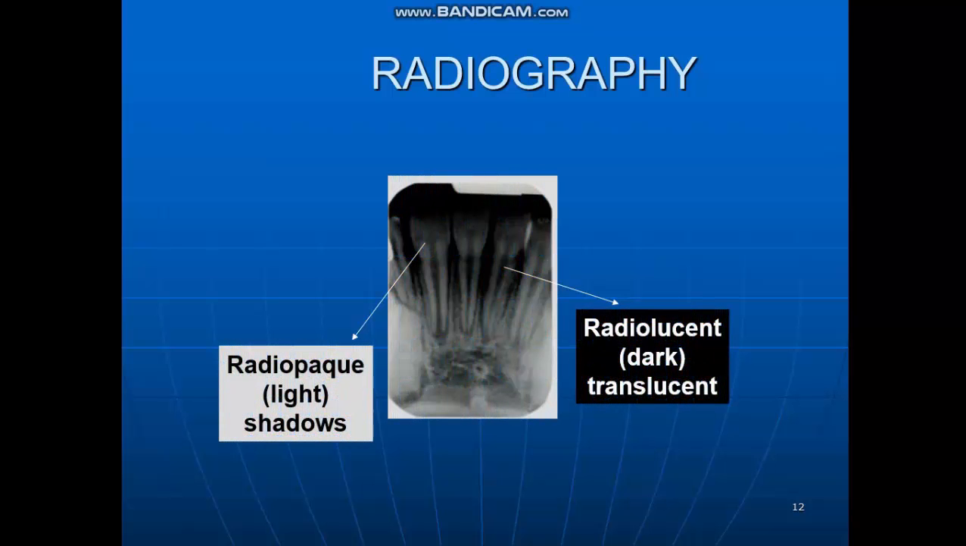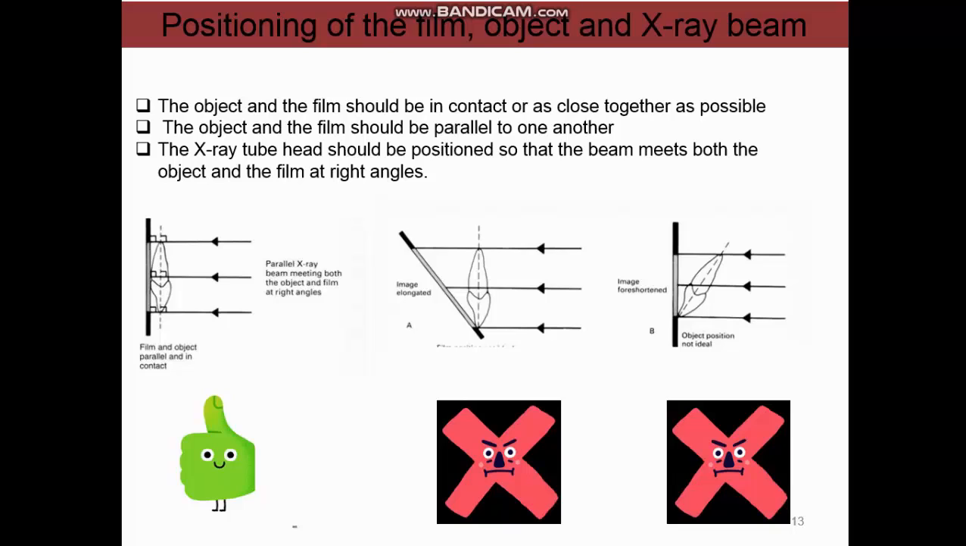Different structures of the tooth also appear on X-ray film as translucencies or shadows. After a while, I will give detailed information about it. The position of the X-ray beam, object and film needs to satisfy certain basic geometrical requirements.